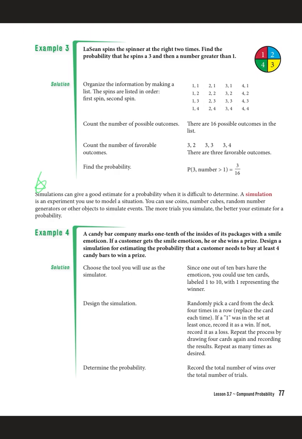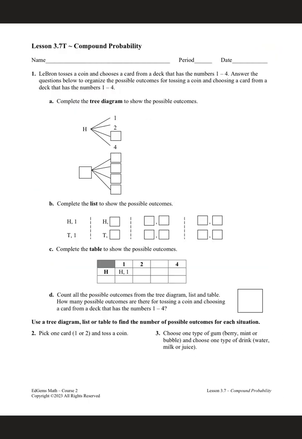When you guys are in science class, you run experiments, right? It's a simulation. It just happens to be that experiments are run in science class. Simulations can be run in mathematics class. Same thing, different context. You can use coins, number cubes, random number generators, or other objects to simulate events. The more trials you simulate, the better your estimate for probability. Okay, next part of the video.